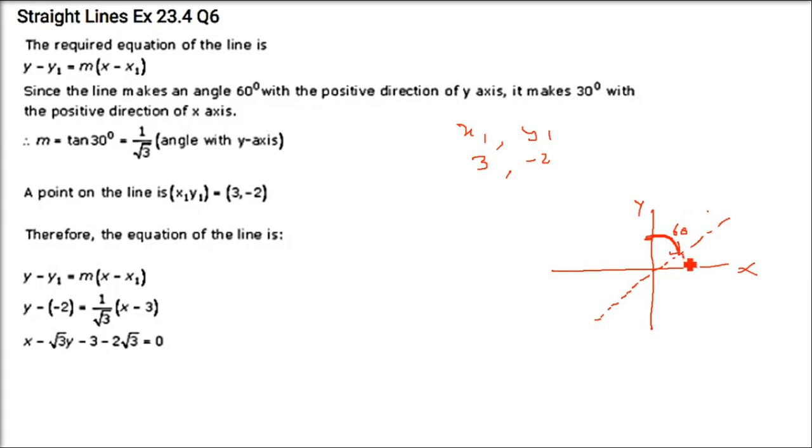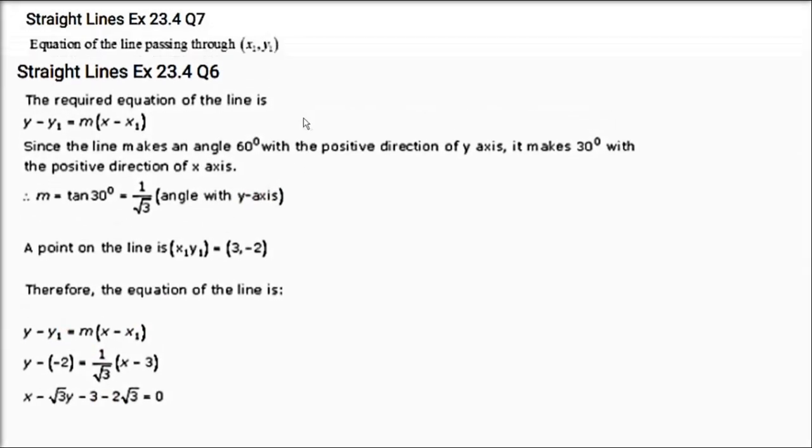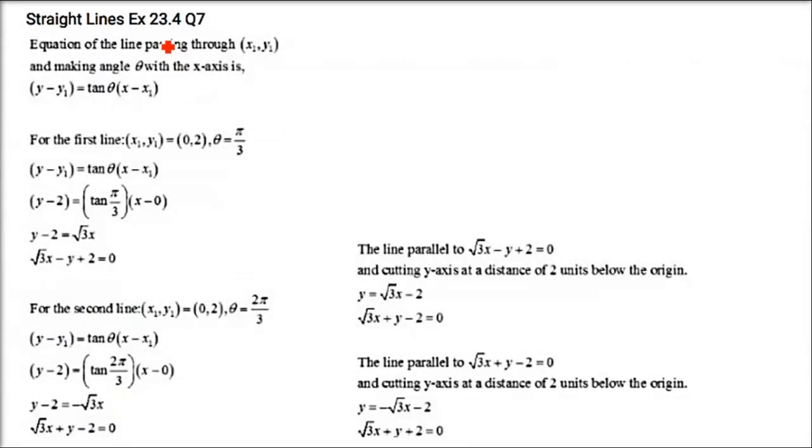What is this other angle? Whole is 90, so 90 minus 60 is 30. So this will be 30 degree. So m equals tan 30 degree, which is 1/√3. We know that tan 30 is 1/√3. Now just put in the formula: x1, y1 you know, m also you know, 1/√3. x1 you put 3, y1 you put minus 2. This equation is going to come.